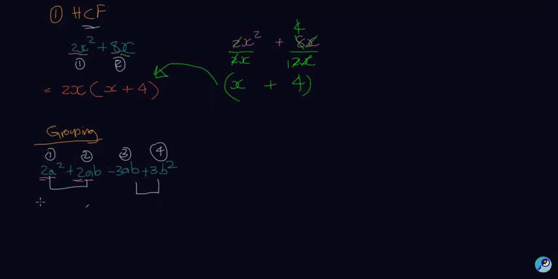So which means the common factor is 2A, because of A squared. And then you put brackets. So we start with 2A squared divided by 2A gives us A, and then plus 2AB divided by 2A gives us B. So B. And then we solve these two.